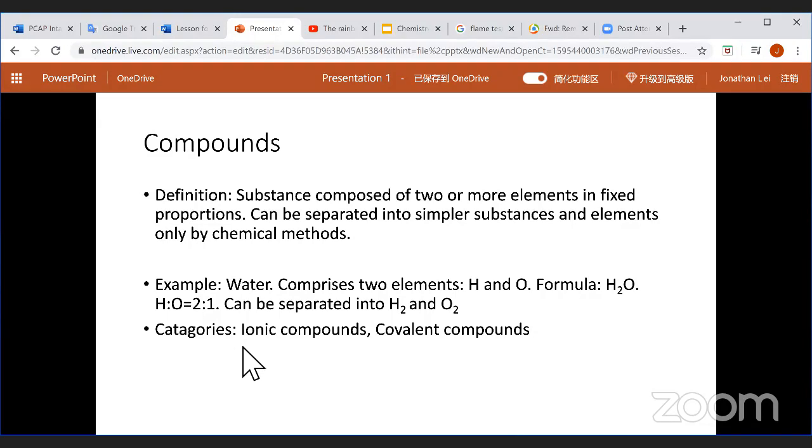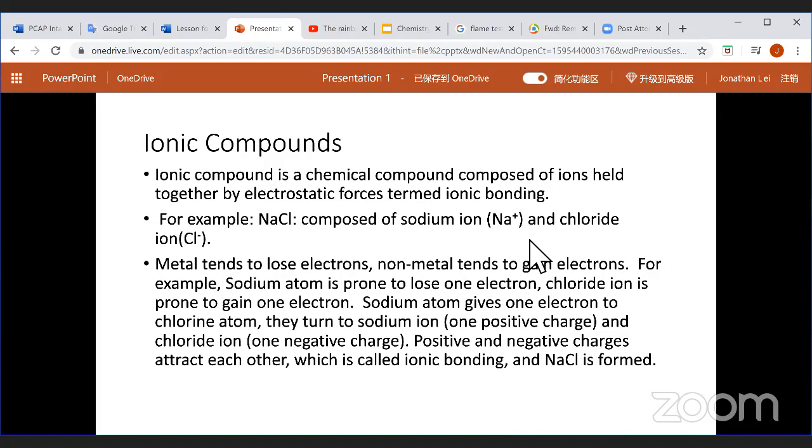And we have two kinds of compounds, which is ionic compounds and covalent compounds. Let's see ionic compounds first. Ionic compound is a chemical compound composed of ions held together by electrostatic forces termed ionic bonding. For example, sodium chloride. We have just discussed ions, so this should be easier. Sodium chloride is composed of a sodium ion and a chloride ion.